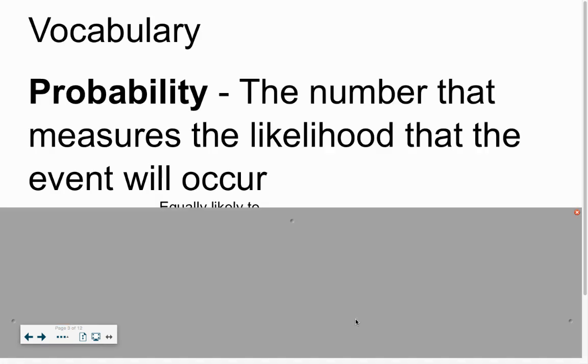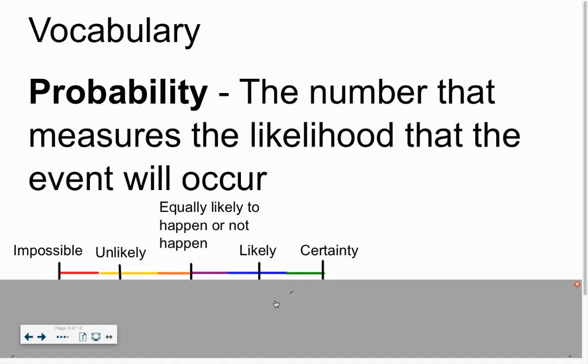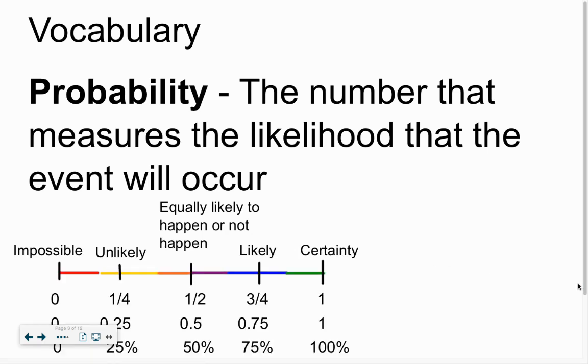When we talk about vocabulary, probability is the number that measures the likelihood that an event will occur. Now we're going to talk about this number as a fraction, decimal, or a percent. But when we talk about probability, when we describe it, we use these words down here. And as you can see, we're going to look at the word impossible, unlikely, I want to say just equally likely, likely, and certainty.